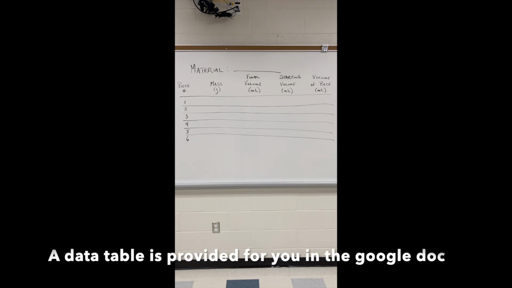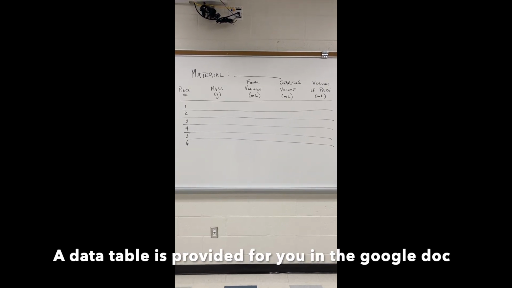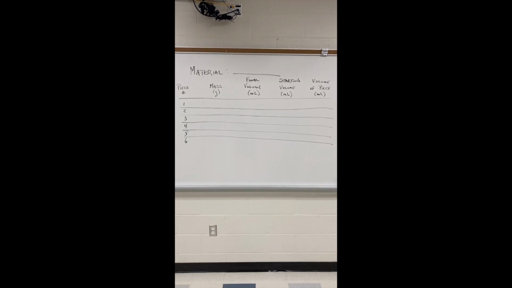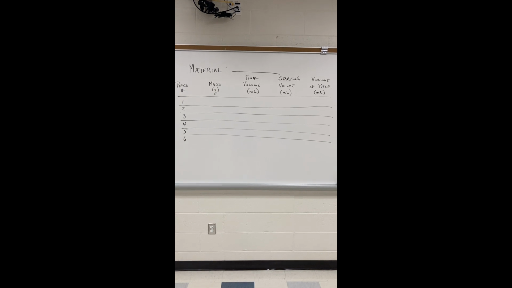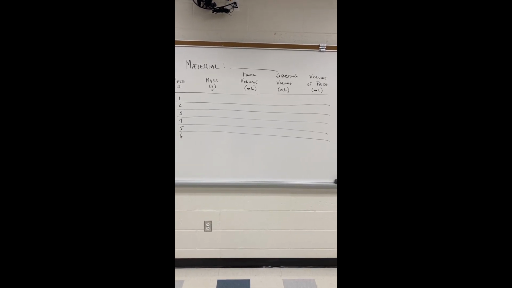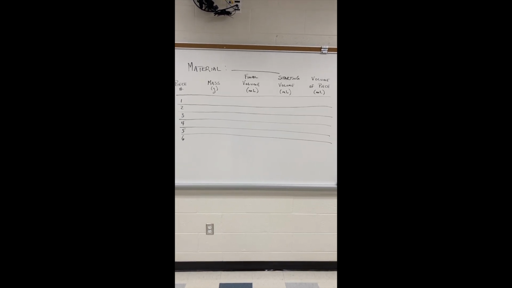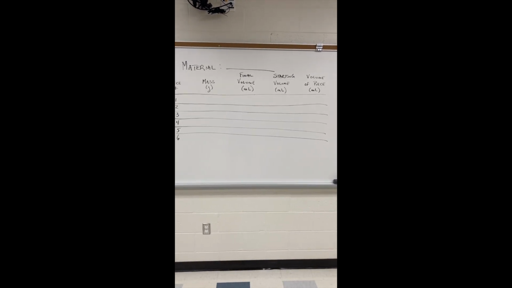The first thing you need to do is to set up a data table that looks like this. So you will list what material you have. There will be 6 pieces that we're going to take data on. List the mass of each piece. And then this is going to sound weird, but I want you to list the final volume first and the starting volume second. And then we're going to subtract them to find the volume of each piece.